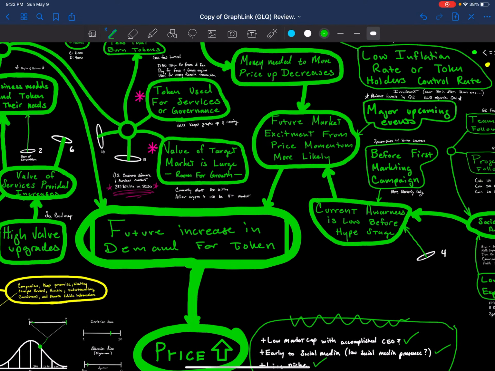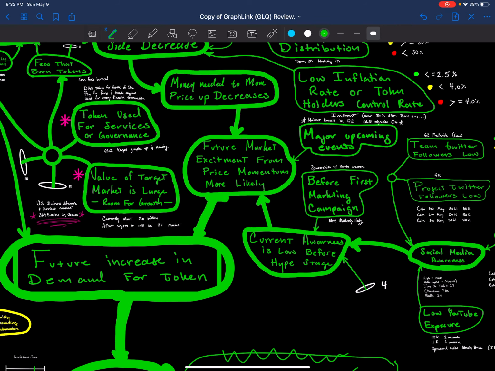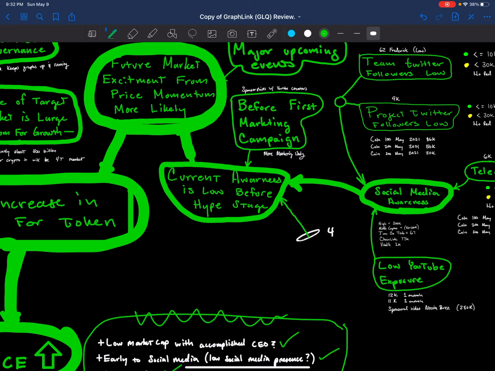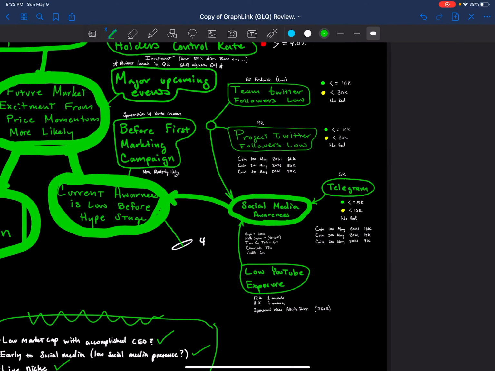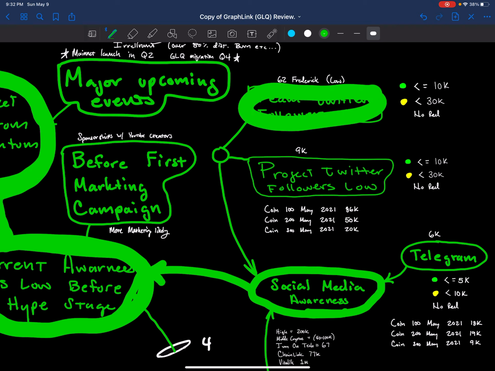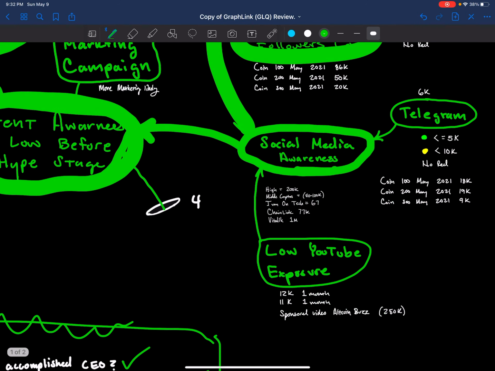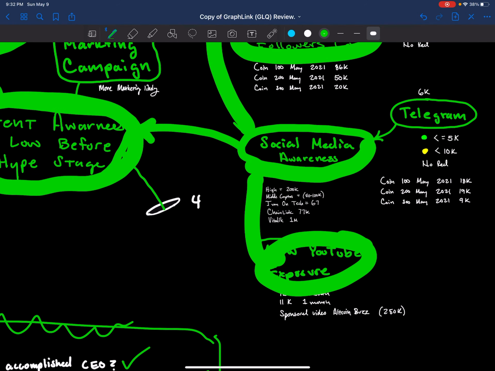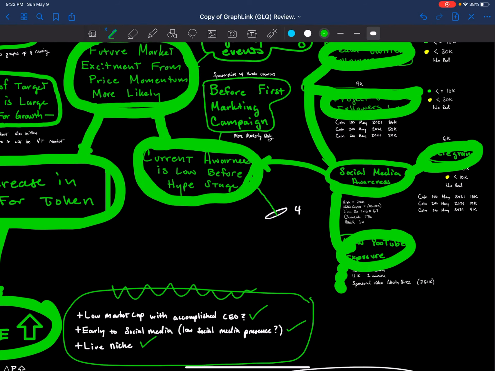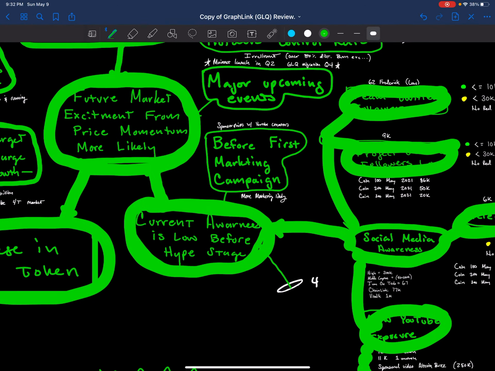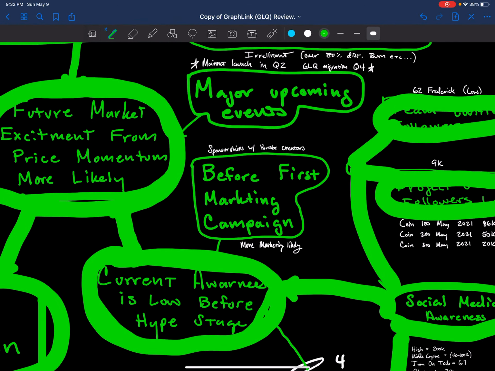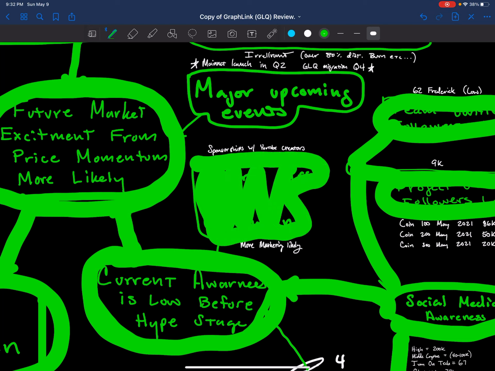So future increase in demand for the token, I expect that to be the case. Future market excitement from price momentum, more likely. Current awareness is low before the hype stage, absolutely. The team Twitter is very low. They're practically invisible. Project Twitter followers, 10K, so it's very low. Low YouTube exposure, exactly. They had some sponsorships, but it's very small. Telegram is very small, so all of these things are small. Their social media awareness is small. They do have some sponsorships on YouTube, and there will more likely be more marketing in the future.